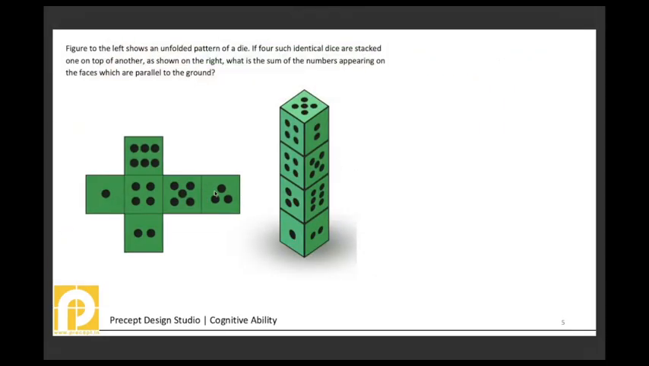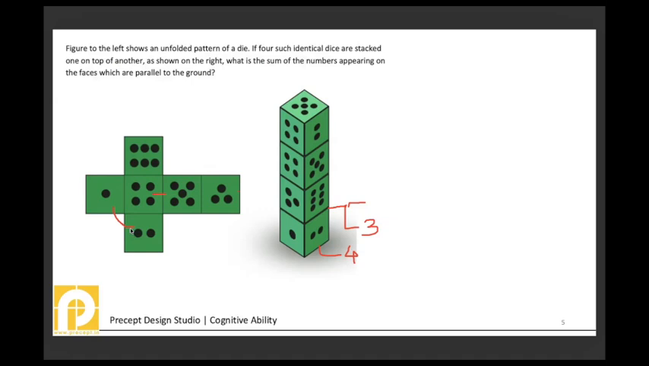The figure on the left shows an unfolded pattern of a die. If 4 such identical dice are stacked one on top of another as shown on the right, what is the sum of numbers appearing on the faces which are parallel to the ground? That is what you have to identify. So here we have 1 and 2. Okay, this is 1 and 2. So top will be 4, bottom will be 3. We are not worried about what will come on top or bottom, because we just have to add it up. So this is 4 and 3.